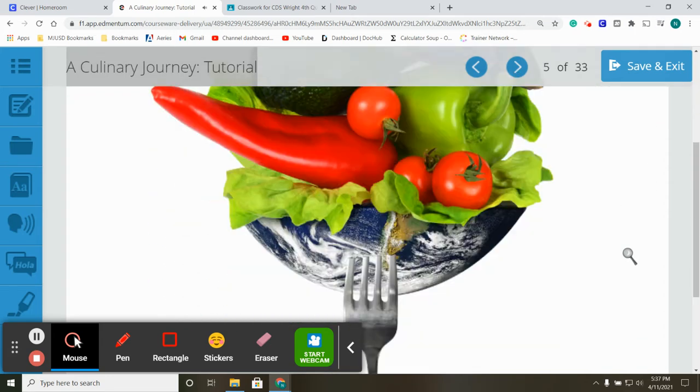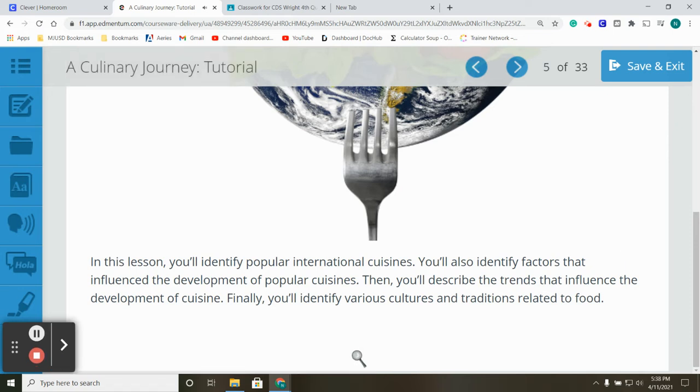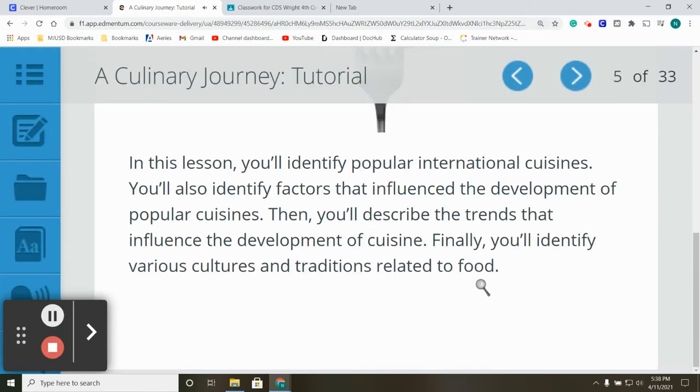In this lesson, you'll identify popular international cuisines. You'll also identify factors that influence the development of popular cuisines. Then you'll describe the trends that influence the development of cuisine. Finally, you'll identify various cultures and traditions related to food.